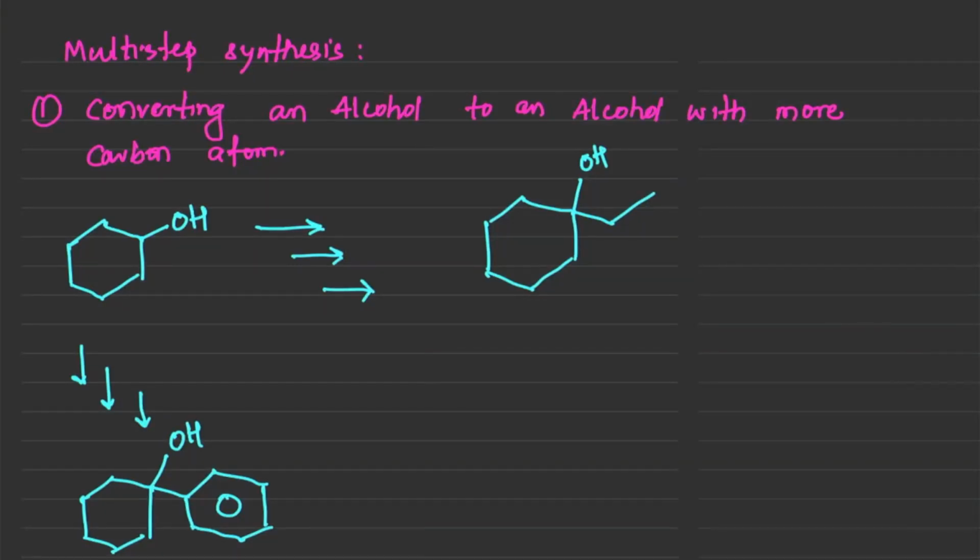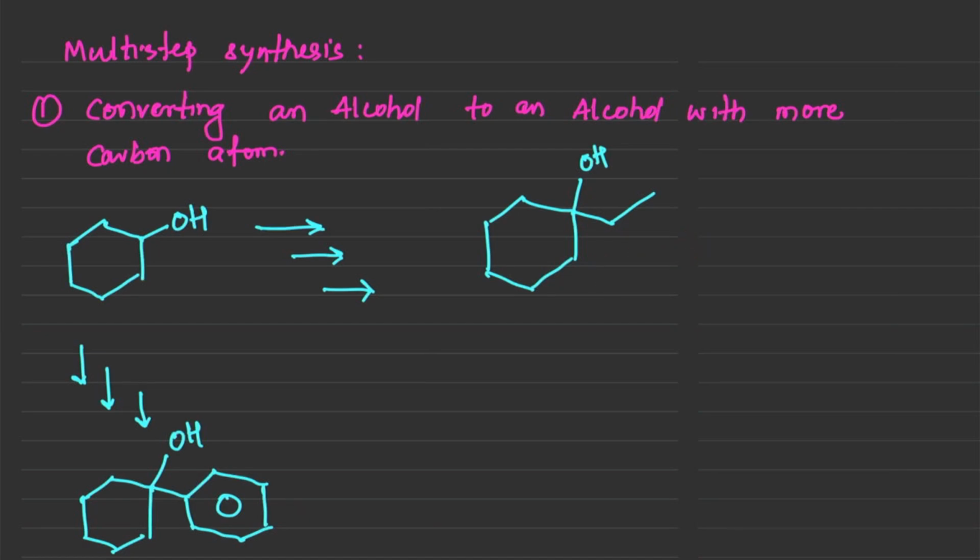Hello everybody. In this video we will discuss some of the multi-step synthesis strategy where we're going to convert our alcohol to another type of alcohol but with more carbon atoms. You notice this is a cyclohexanol, so we have 6 carbon atoms in total, but this is also a cyclohexanol derivative, but we have 2 extra carbon atoms. So this is 6 plus 2 carbon atoms, so you have 8 carbon atoms.